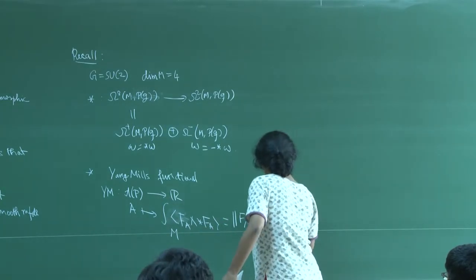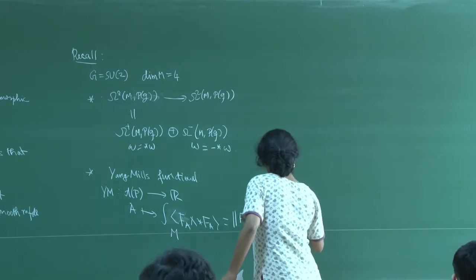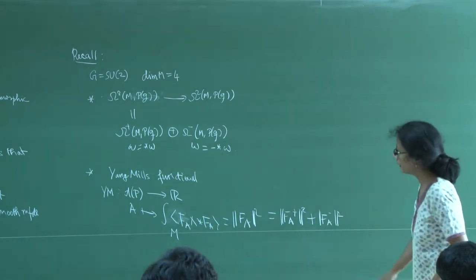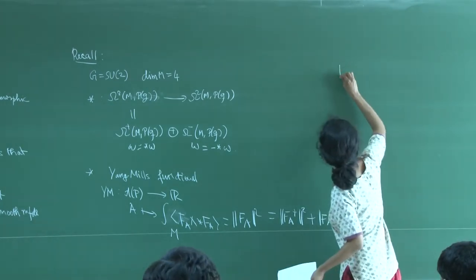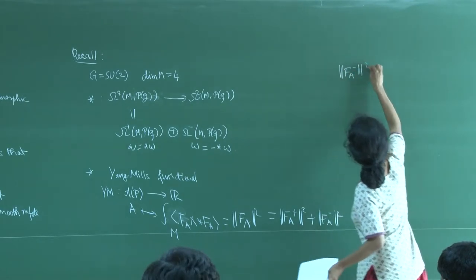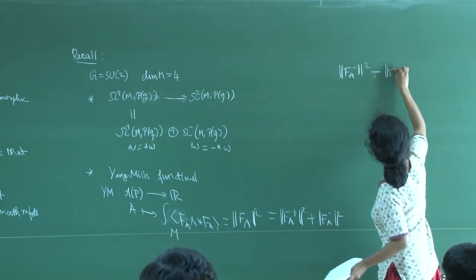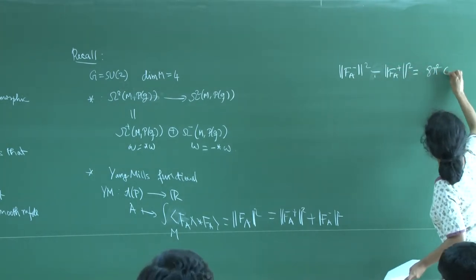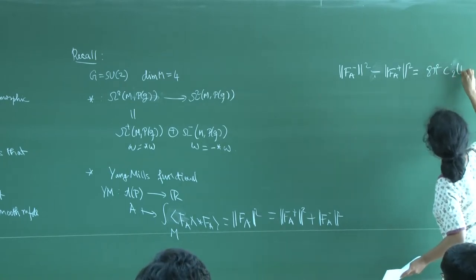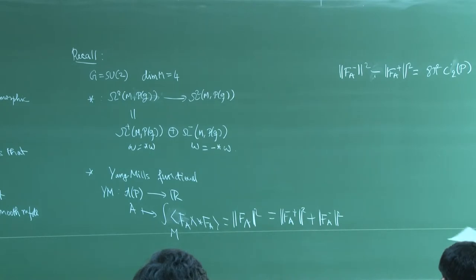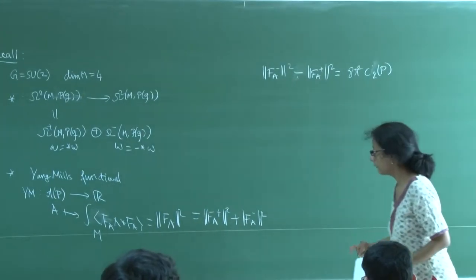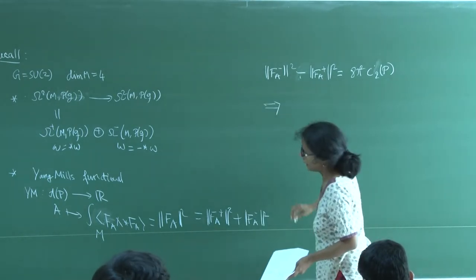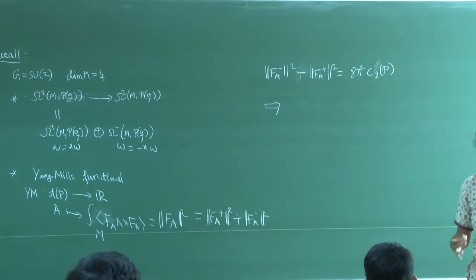And by the splitting, this splits into self-dual and anti-self-dual components. And finally, we also saw that the difference of the self-dual and the anti-self-dual components was a topological invariant, which is 8 pi squared times the second Chern class of the bundle. So putting these two observations together, this implies that ASD connections are minima of the Yang-Mills functional.